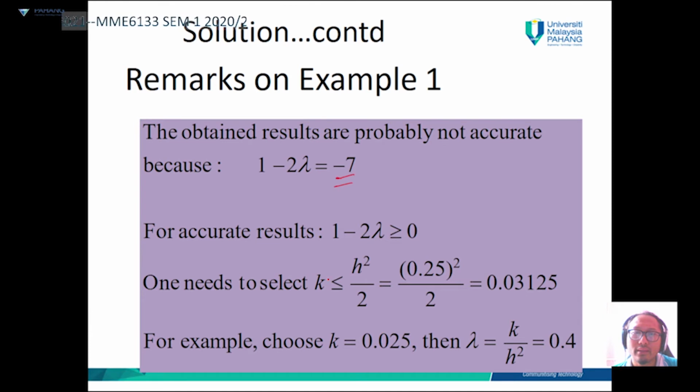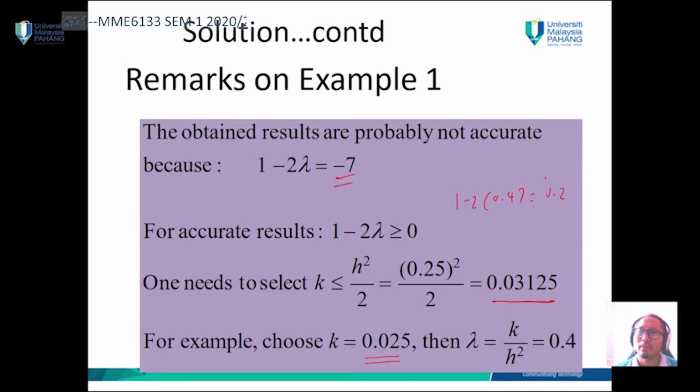So we need to select k, which is less than h squared over 2, so the value for k should be less than or equal to 0.03125. For example, we can choose the value of k as 0.025, which is better, as it is smaller than the one that we need. The value for lambda then would be 0.4, and therefore 1 minus 2 lambda would be equal to 0.2. This is going to be larger than 0, and we should get a more accurate result.